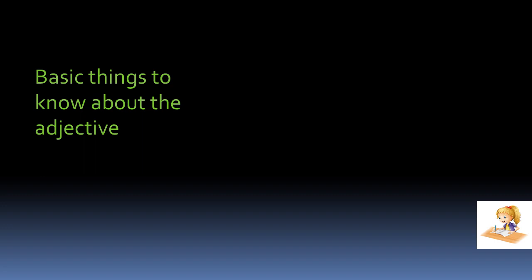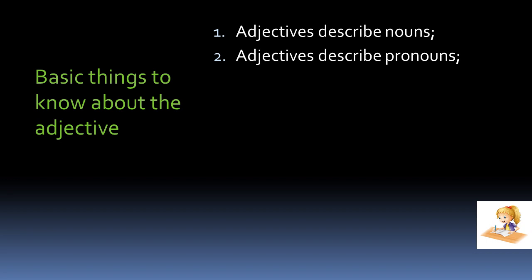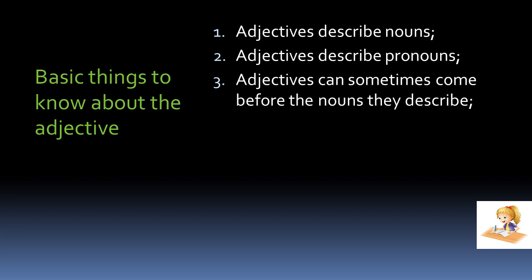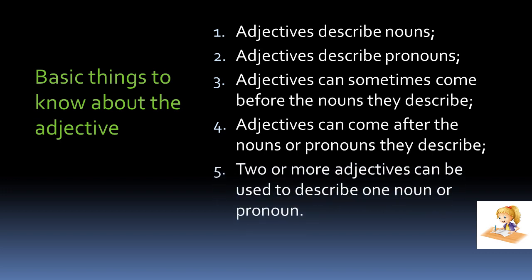What are the basic things to know about the adjective? They are: 1. Adjectives describe nouns. 2. Adjectives describe pronouns. 3. Adjectives can sometimes come before the nouns they describe. 4. Adjectives can come after the nouns or pronouns they describe. And lastly, 2 or more adjectives can be used to describe one noun or pronoun. We shall see explanations of each of these in the next slides.